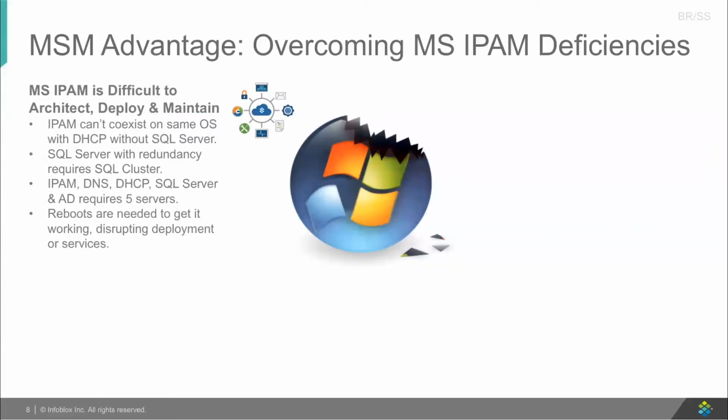Sure. As many of us know, Microsoft does provide an IPAM solution that can be bolted on and leveraged with their DNS and DHCP services, but there are some challenges with that. It can't exist on the same operating system as DHCP without a SQL server, so another server needs to be deployed. You have to think about redundancy and maybe a SQL cluster. So you have all of these various requirements: IPAM, DNS, DHCP, a SQL server, Active Directory. You're looking at at least 5 servers there.